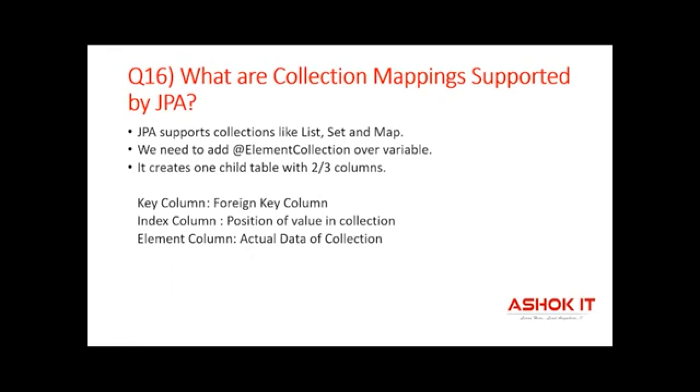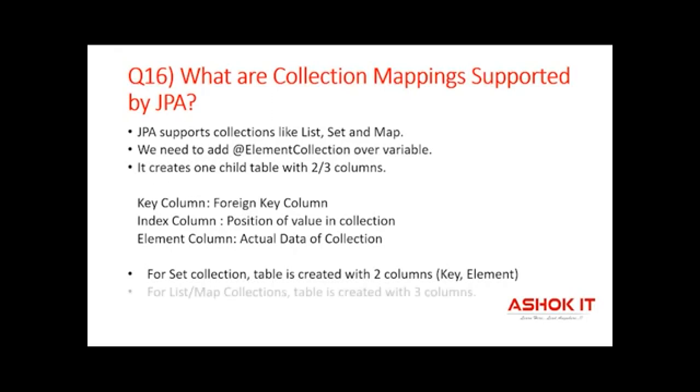So why did I mention 2 to 3 here? If you're using a set collection, a set will never follow the index mechanism. So if you're using a set collection, a child table is created with 2 columns only. They are the key and element columns, no index column. For list and map collections, a table is created with 3 columns: key column, index column and element column.